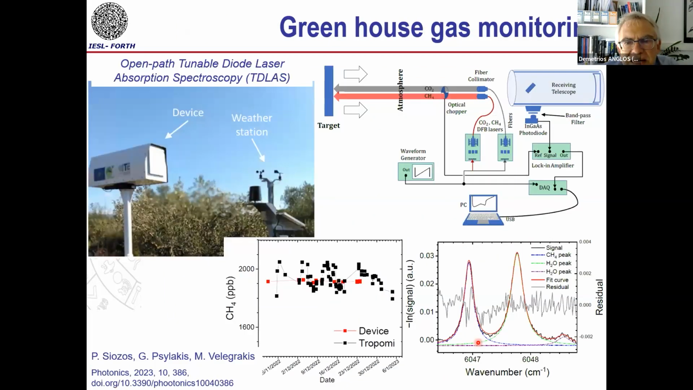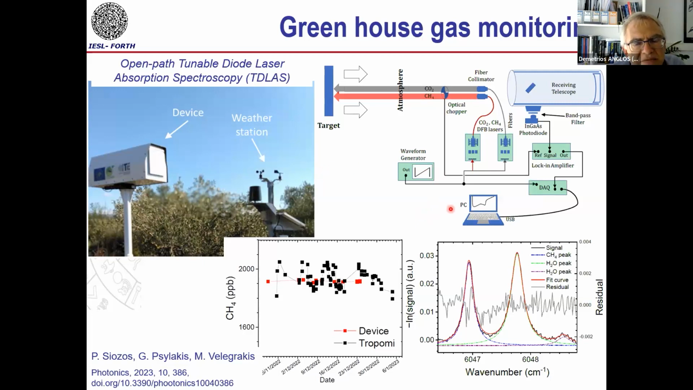So not only solids, but also gases can be probed from far away. And I'm happy to show this particular example, which comes from FORTH and the group of Michael Velegrakis in our institute, along with work from Panos Siosos and Yannis Psilakis. These people made and have been using an open path tunable diode laser absorption spectrometer to monitor greenhouse gases in the environment and over fields related to agriculture.